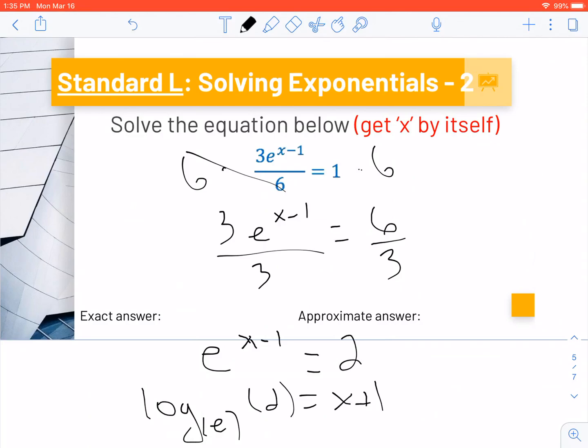Hang on, guys. Mr. Krager's made a mistake. I know we're shocked to know here. He wrote this as x plus 1 when the exponent is in fact x minus 1. Sorry, guys.